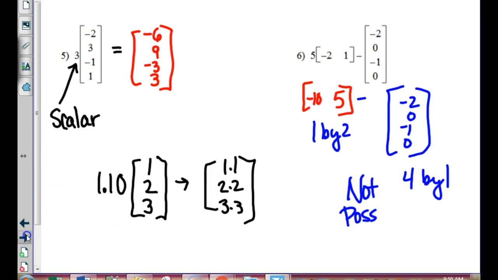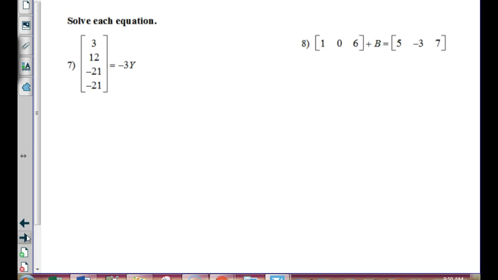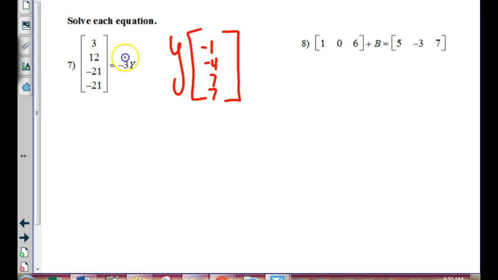All right. Any more of those? This is just a little silliness, but can you figure out what matrix Y looks like before they multiplied it all by negative 3? So negative 3 times something gave them this. So we just undo it. We'd get what? Negative 1, negative 4, 7, and 7. So we're just dividing. I'm not going to ask you that on a quiz.